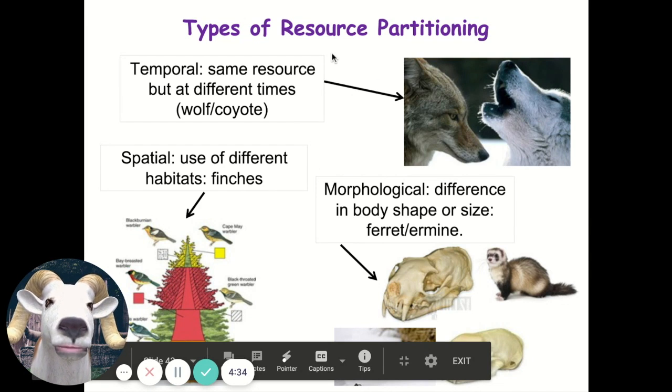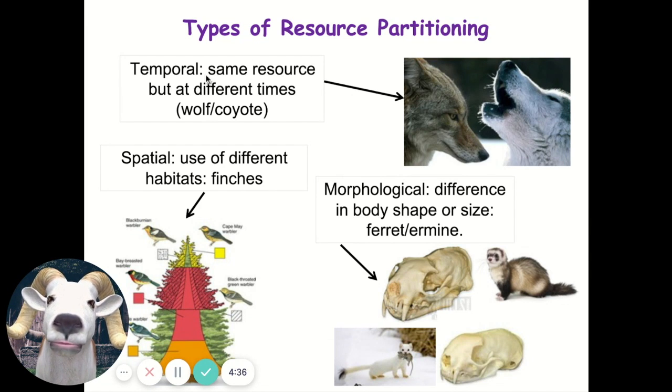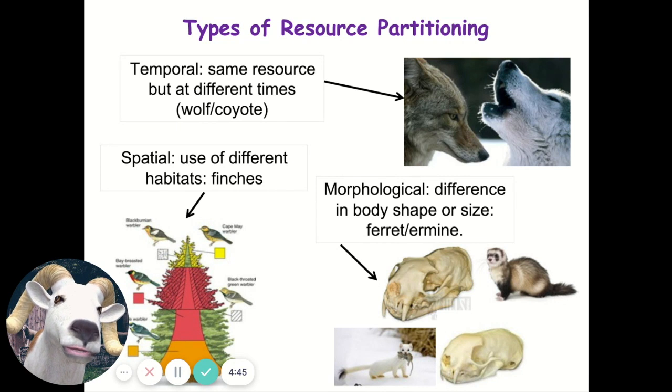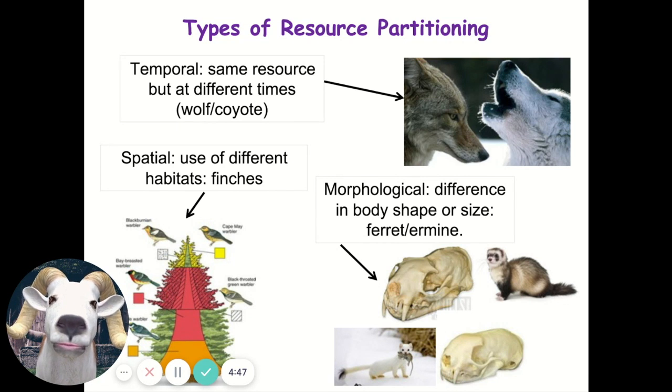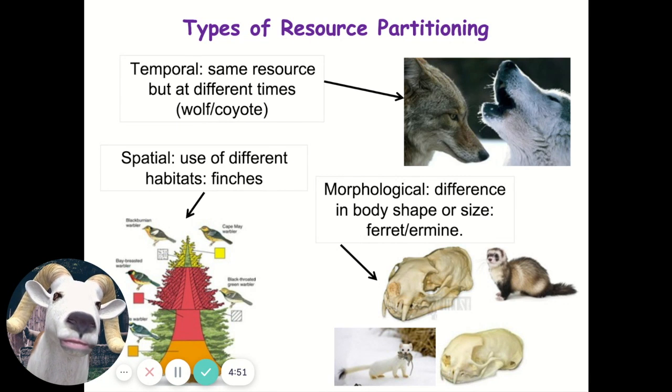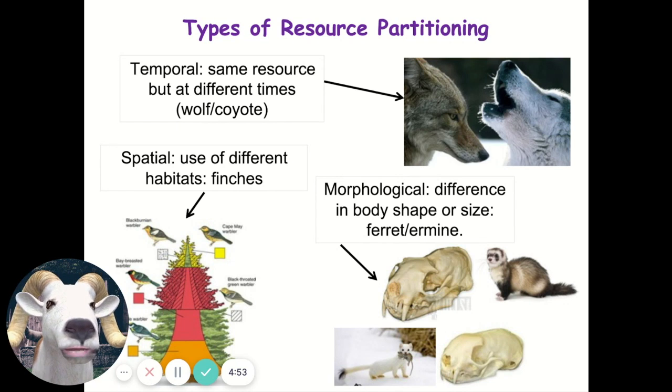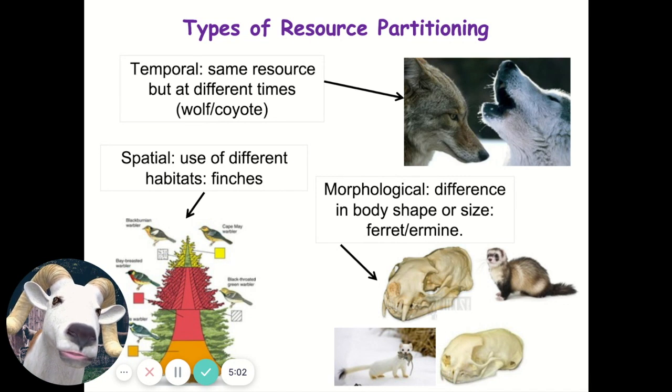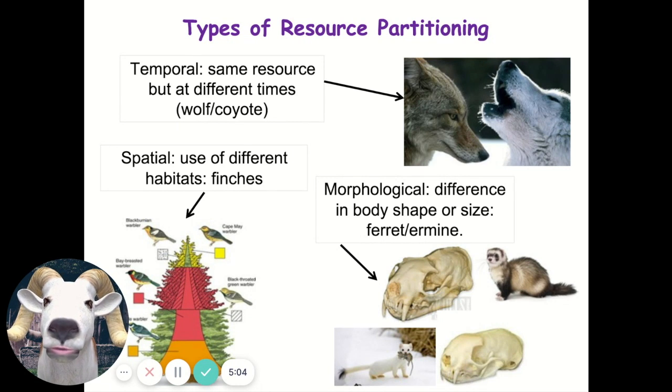And you have different types of resource partitioning. You have temporal, where wolves and coyotes may be exploiting similar food resources, but they've evolved to separate their competition because wolves are more day active in their hunting and coyotes are more nocturnal, or night active, in their hunting patterns. So that's temporal, or time-based, partitioning of the resource. You have spatial partitioning and morphological resource partitioning as well.